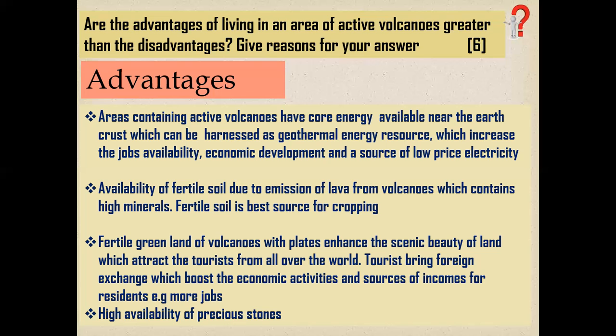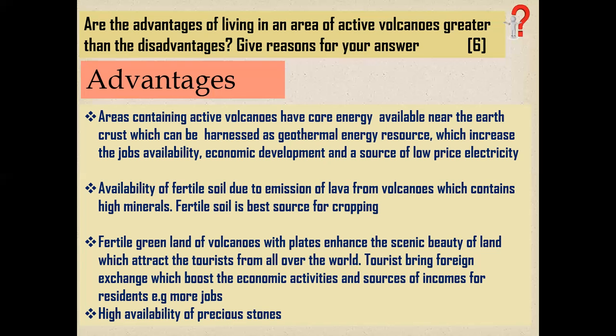Now we move to the next idea: the availability of fertile soil due to the emission of lava from the volcanoes, which contains high minerals. Fertile soil is the best source for cropping and agriculture. That is why the majority of people love to live in this region. We can also build the argument that if there is fertile soil, there are more chances of cropping, which increases the crop yield.